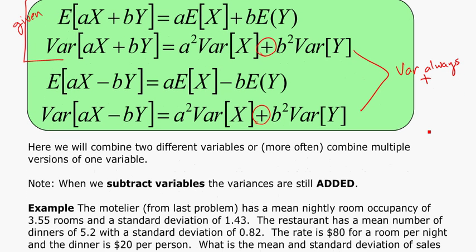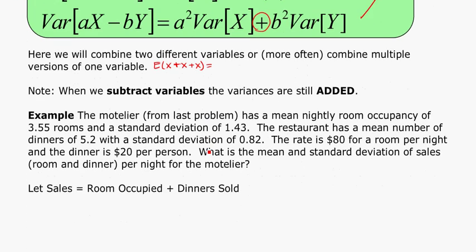So in this situation, we're looking at combining two different variables, but sometimes, just as a little hint, we often combine multiple versions of the same variable, and in that case, which we'll look at next, would be something like this, where we add the same thing several times. But we'll look at that in the next example.